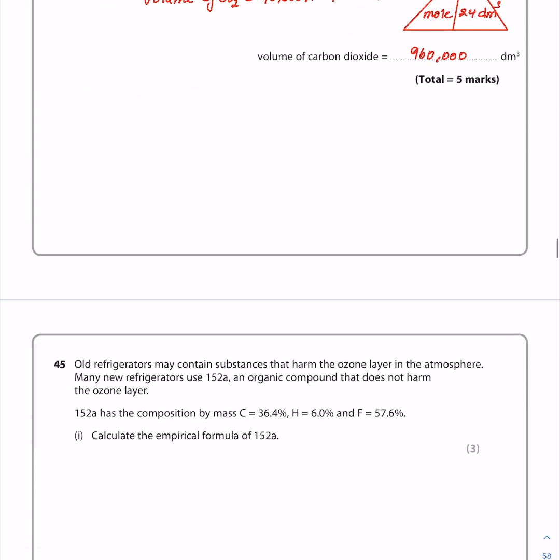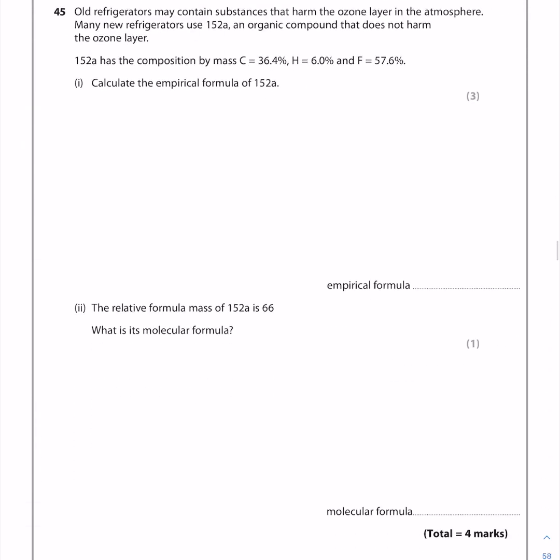That's question 44. Question 45. All refrigerators may contain substances that harm the ozone layer in the atmosphere. Many new refrigerators use 152A, an organic compound that doesn't harm the ozone layer. 152A has a composition by mass of carbon 36.4%, hydrogen 6%, and fluorine 57.6%. Calculate the empirical formula of 152A.